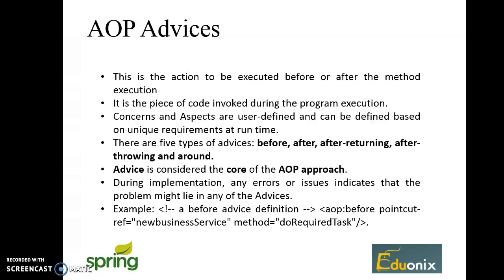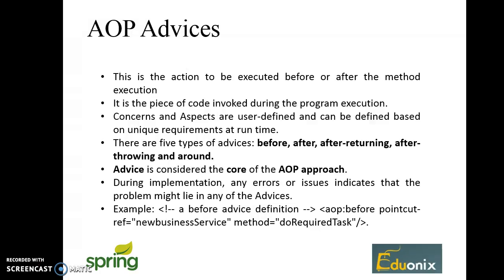Now let's check the different types of advices. The advice, as I said, is at the core of AOP, where the actual code executes. For example, the logging code, the auditing code, the data validation code, or whatever code you need to implement or want to execute at any point of your application, that should be put into the advices. It is a piece of code invoked during the program execution. Sometimes it is called concerns, sometimes aspects, but in simple terms, it is nothing but the code that you want to execute before a method execution or after a method execution, or maybe during a method execution, or if the method execution has some exception.